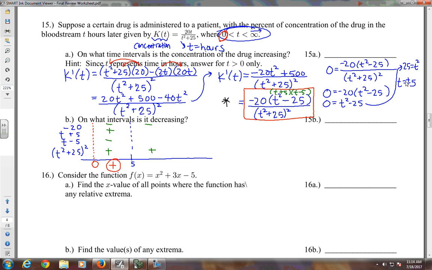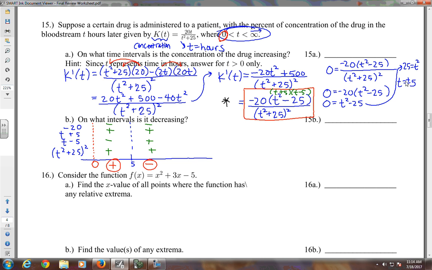Okay? Let's pick a test point greater than 5. Any number greater than 5. How about 10? If I plug 10 into this one, it's positive. 10, into this one it's positive. Now I consider a negative times a positive times a positive times a positive. That result is negative. Now I can answer the questions.